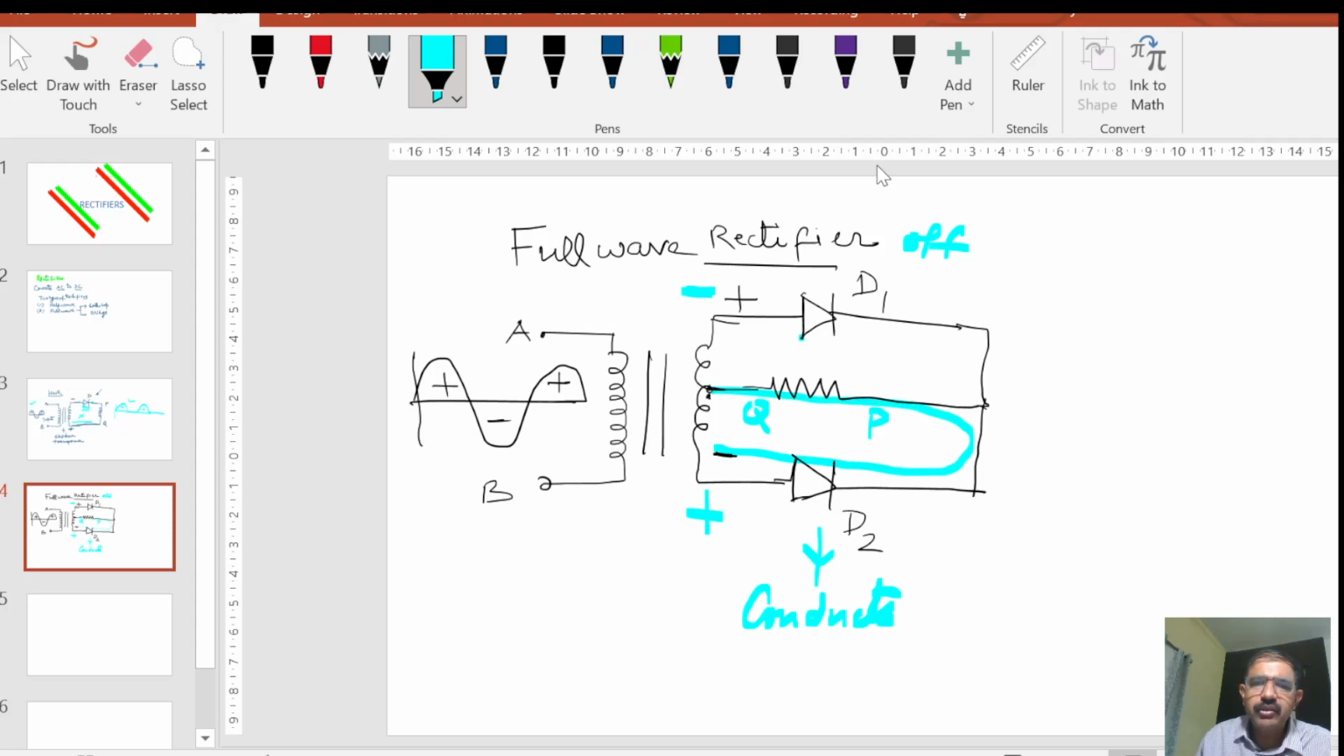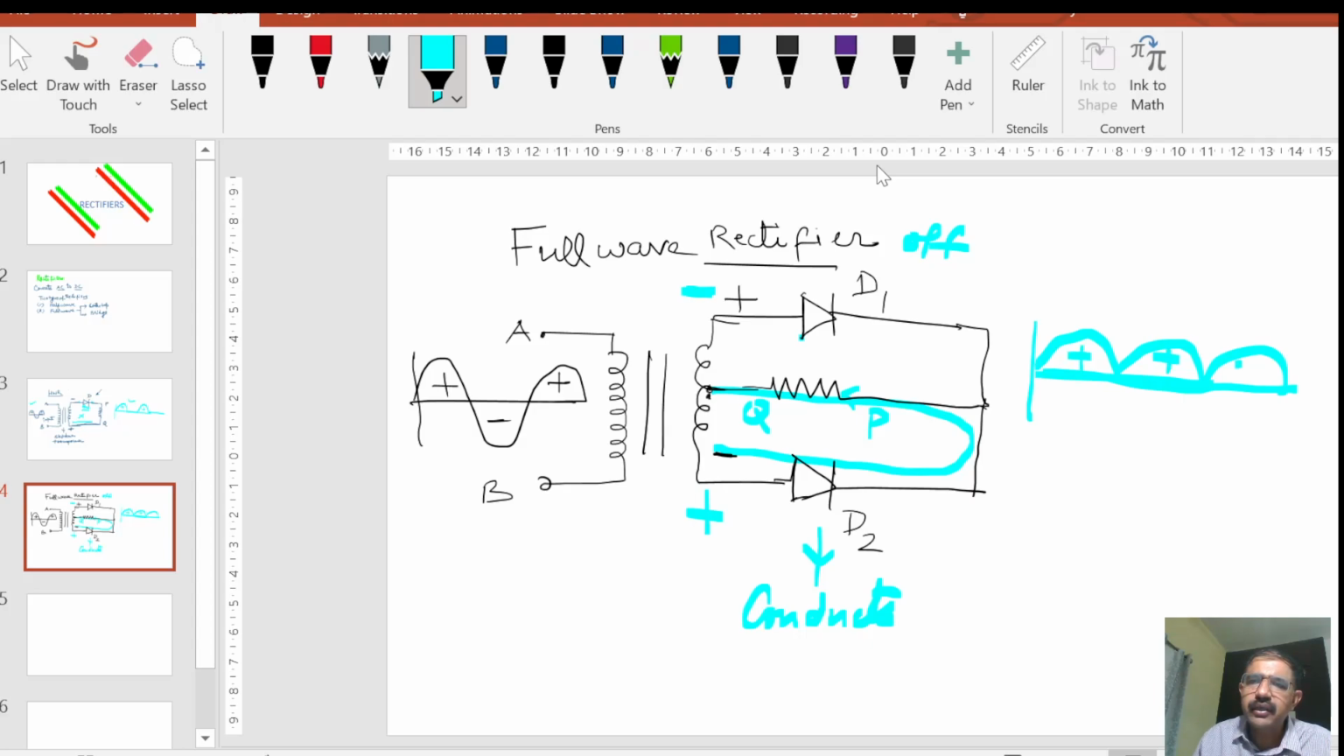So we will see in the positive cycle also the current is flowing from P to Q. In the negative cycle also the current is flowing from P to Q. So if we find out the output across this PQ, then we'll get the output like this. It means you understood, we are getting only the positive cycle.